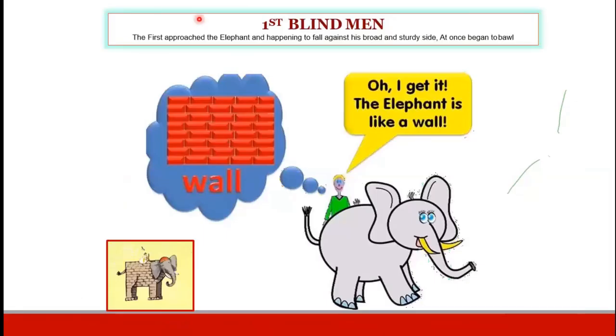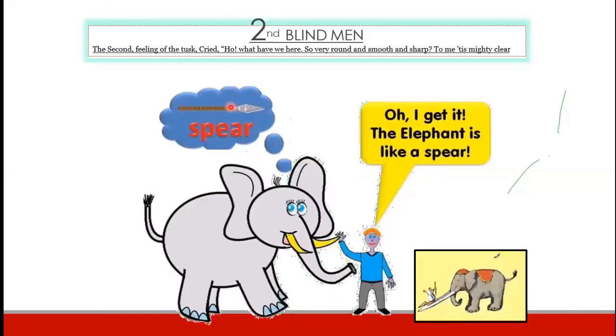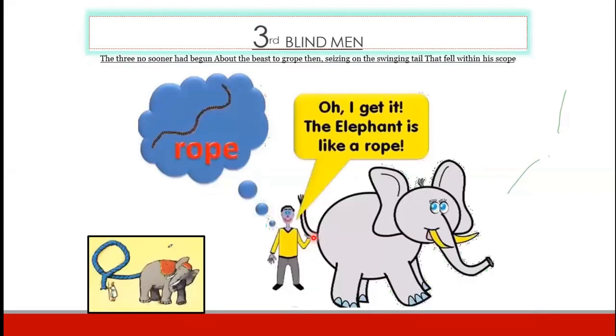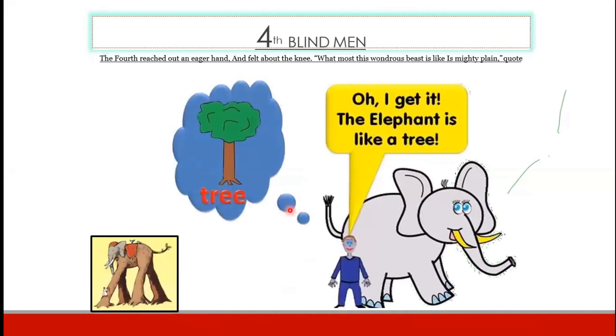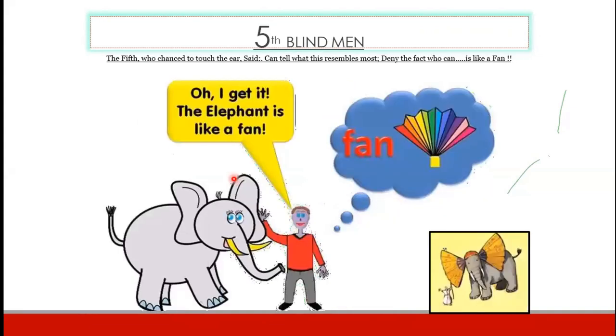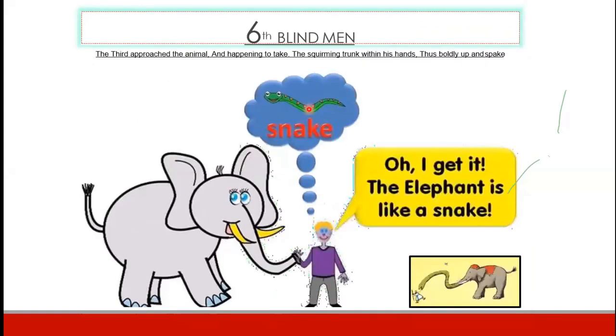The first blind man touched a part of the elephant and said, it's like a wall. The second blind man touched the tusk and said, it's like a spear. The third touched the tail and said, it's like a rope. The fourth touched the leg and said, it's like a tree. The fifth touched the ear and said, it's like a fan. The last blind man touched the trunk and said, it's like a snake.